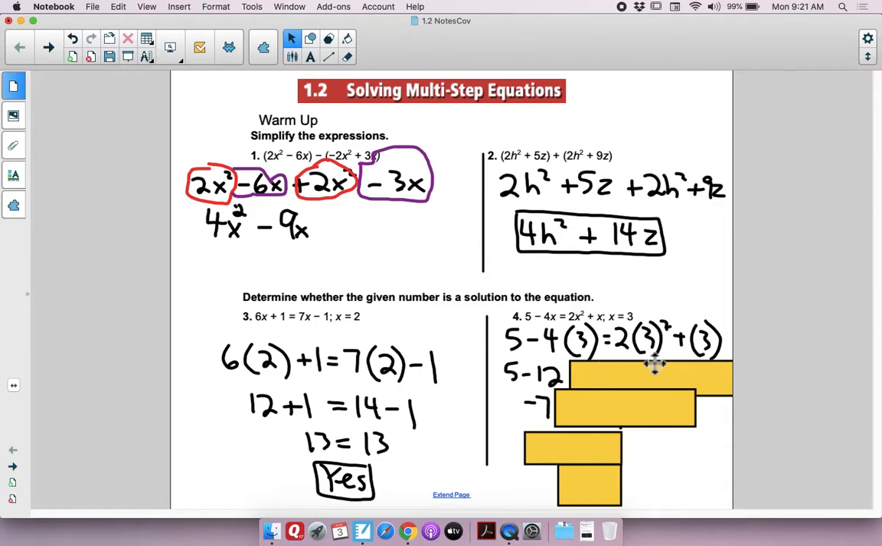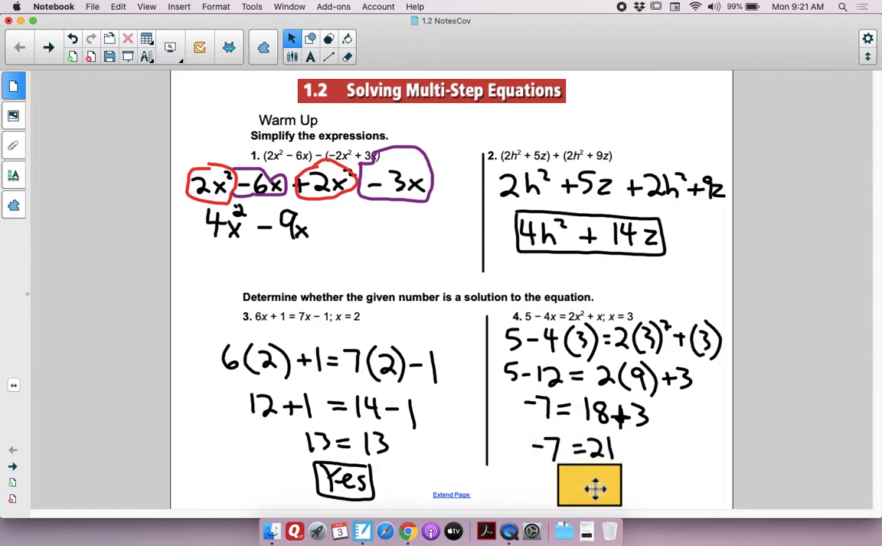So, okay, on the right side here, PEMDAS. So again, there's no parentheses or grouping symbols to worry about. These parentheses aren't really holding more than one term. So exponents. So 3 squared would be 9. So we would have 2 times 9 plus 3, which is 18 plus 3, which is 21. Does that equal negative 7? Afraid not.